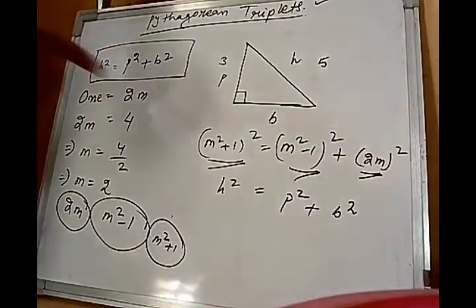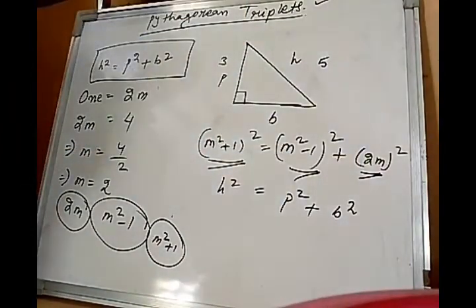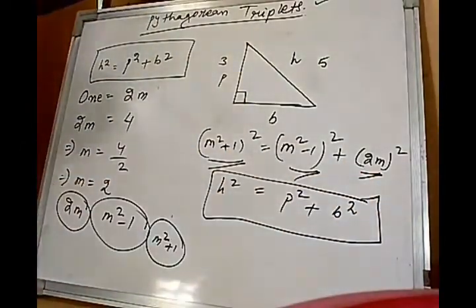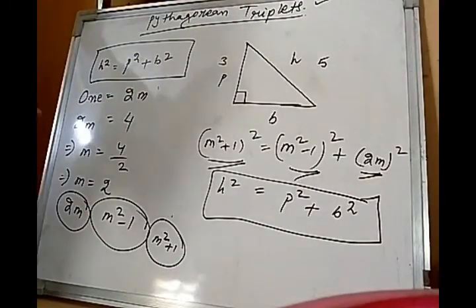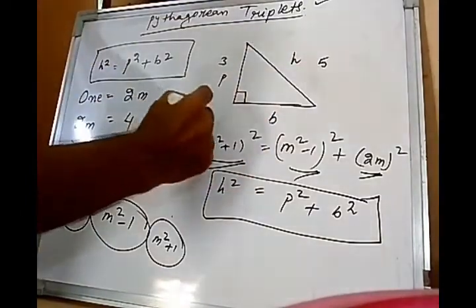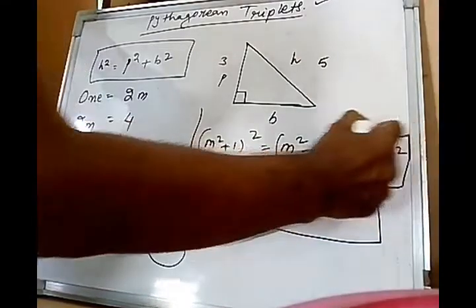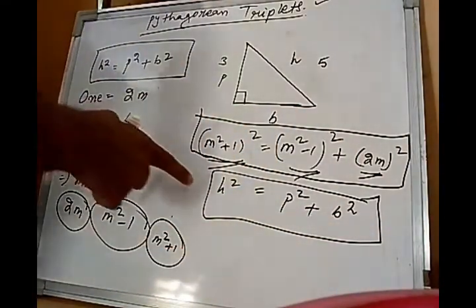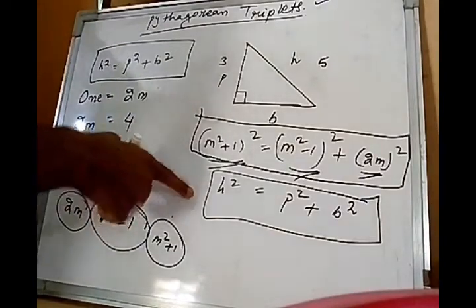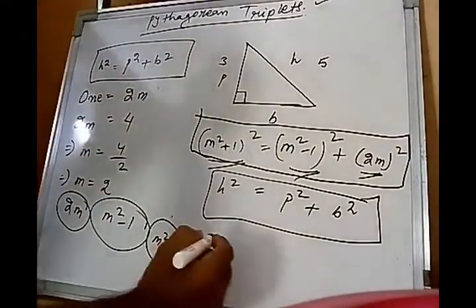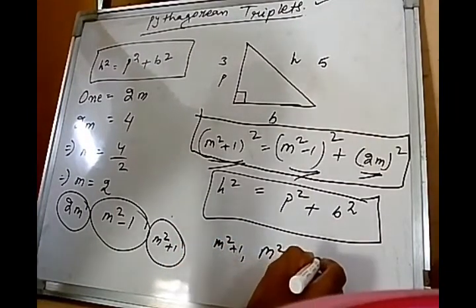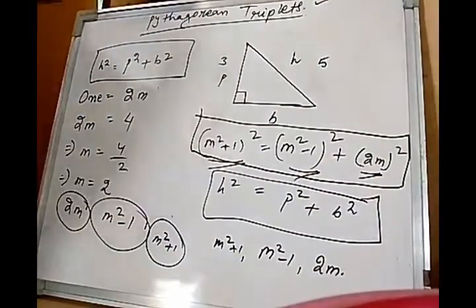So when we are talking about a right angle triangle, then this formula will be satisfied. This is called the Pythagoras theorem. And when we are talking about numbers in natural form, then these are the triplets. So this is called Pythagorean triplets and this one is called the Pythagoras theorem. Pythagorean triplets are in the form of m square plus 1, m square minus 1 and 2m, right?